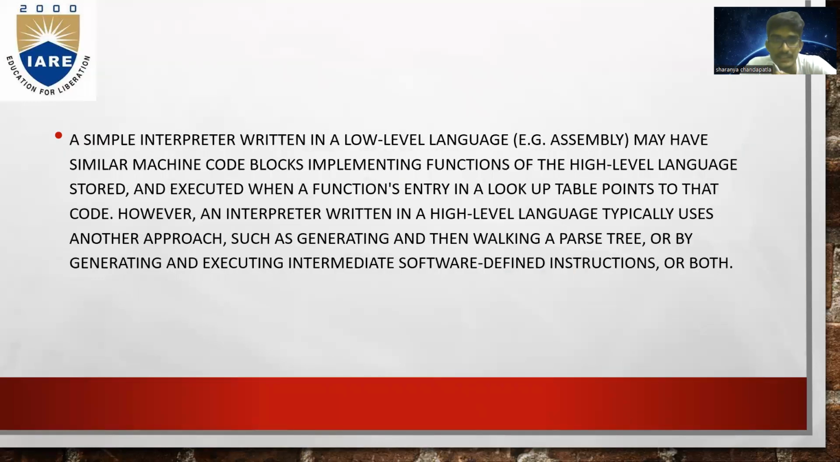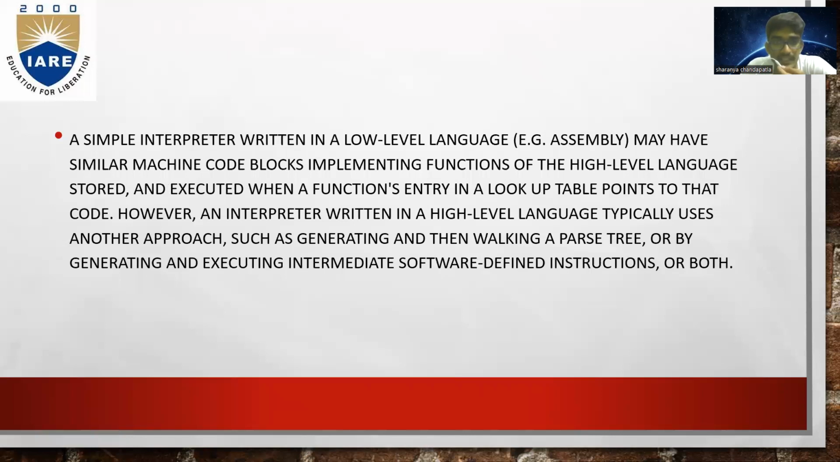A simple interpreter written in a low-level language, for example assembly, may have similar machine code blocks implementing the functions of the high-level language stored and executed when a function's entry in a lookup table points to that code. However, an interpreter written in a high-level language typically uses another approach, such as generating and then walking a parse tree, or by generating and executing intermediate software-defined instructions, or both.